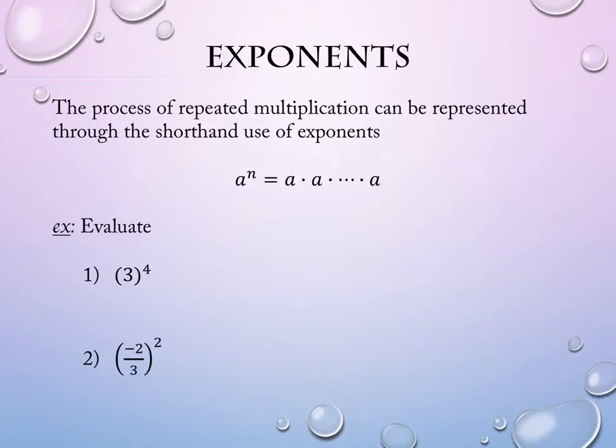So to start with, an exponent. This is the process of repeated multiplication, and it can be represented through the shorthand use of exponents. So when we have a raised to the power n, that means we have a multiplied by itself n times.